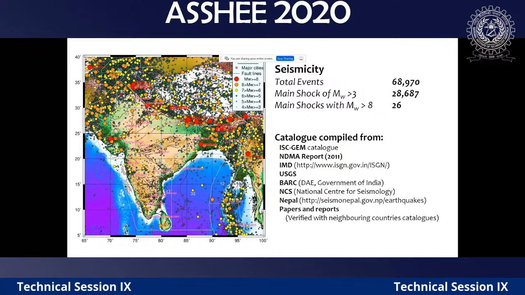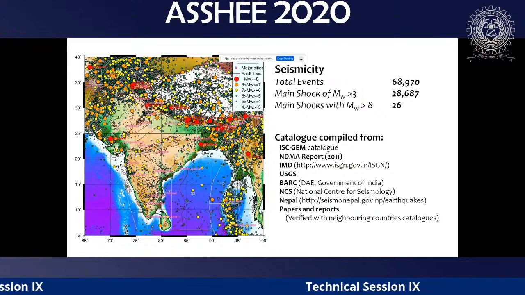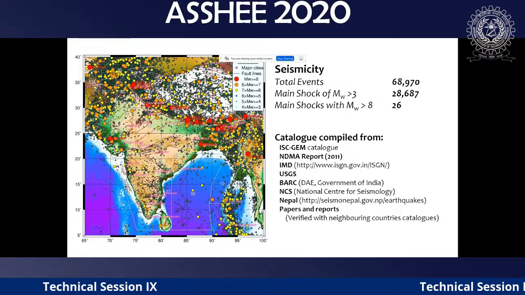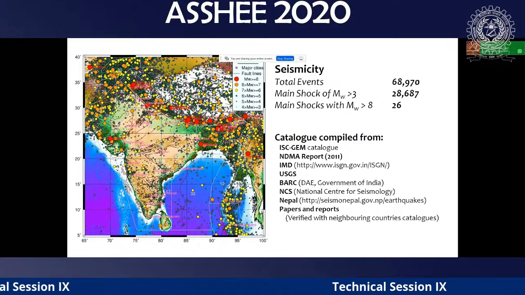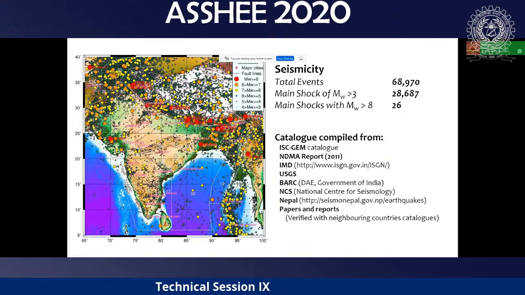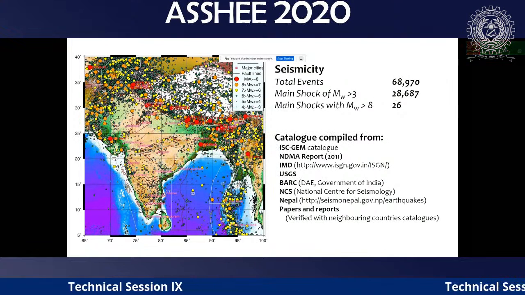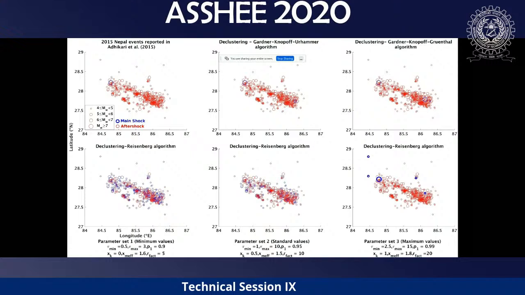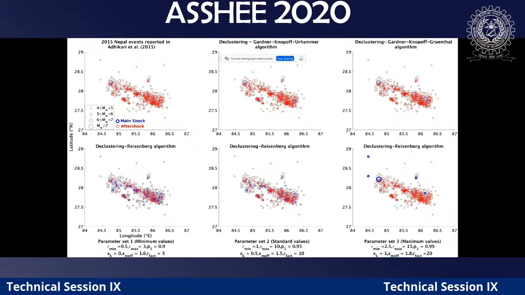Then Nepal, our neighboring countries, then several papers and reports. Combining all these events and removing duplicates, a total of around 68,000 earthquakes have been collected for our entire broad rectangular region, to estimate our hazard analysis. If we see the number of earthquakes greater than magnitude 8, it turns out to be some 26 events.